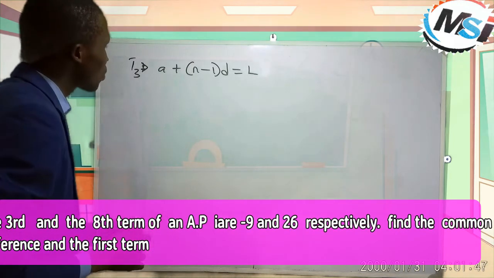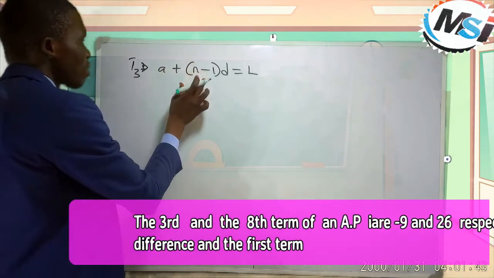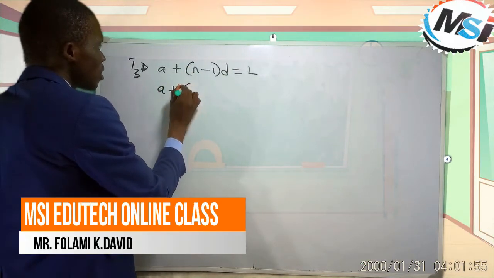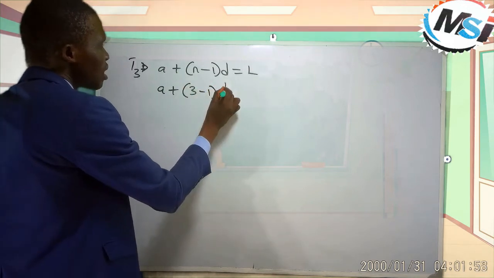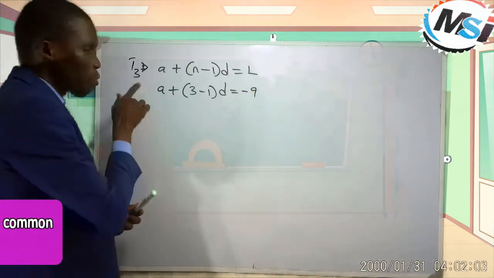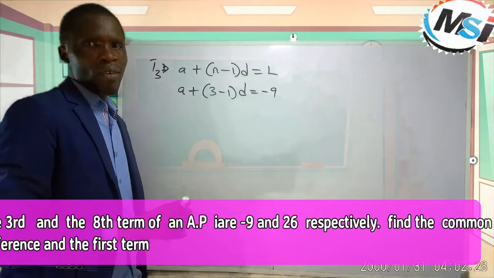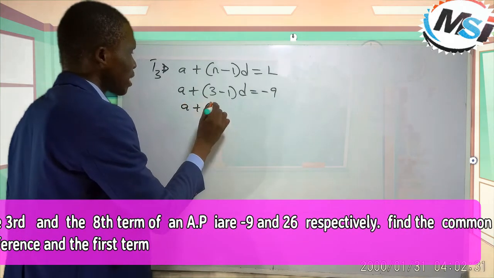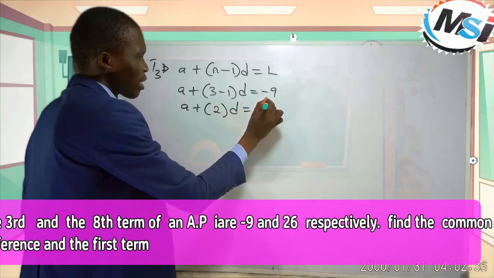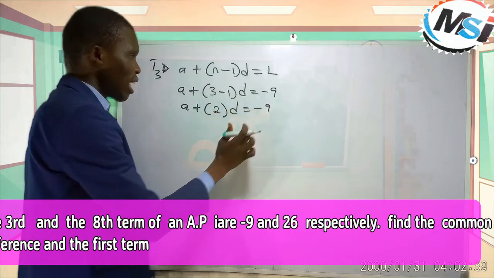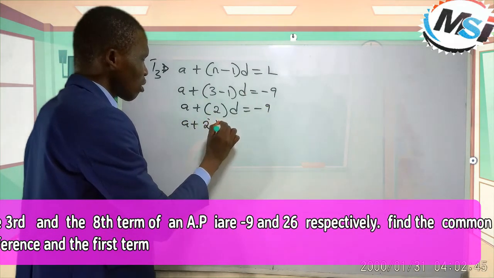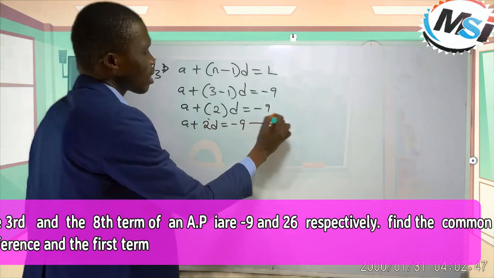So what are we going to do here? You remember that we are given n, which is 3. A is not given. 3 minus 1. D is not given. And the last term is given as -9 for the third term, if you read the question very well. Now, from here we can have A plus bracket 3 minus 1, which will give us 2D equals -9. So this will give us A plus 2D equals -9. You call this equation 1.